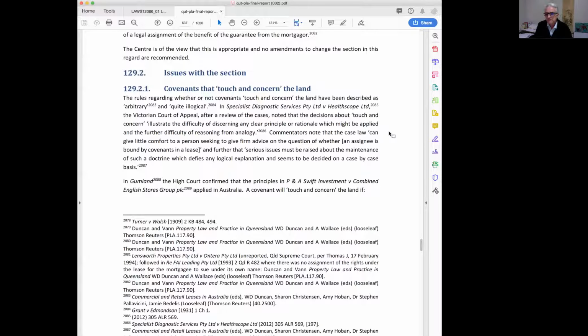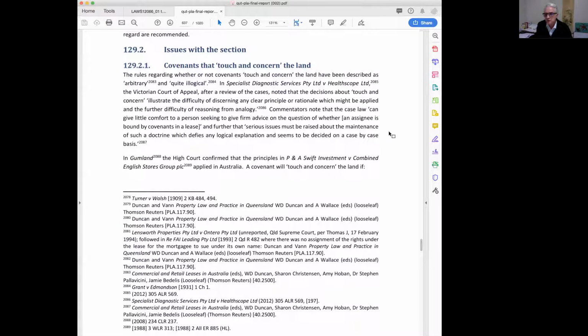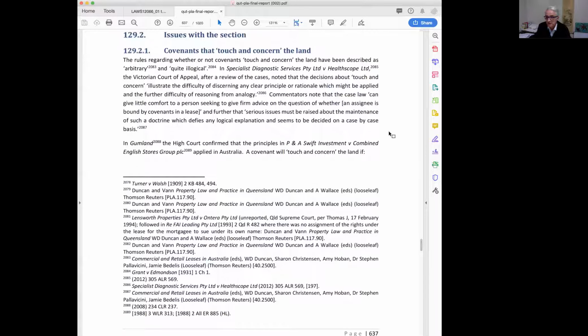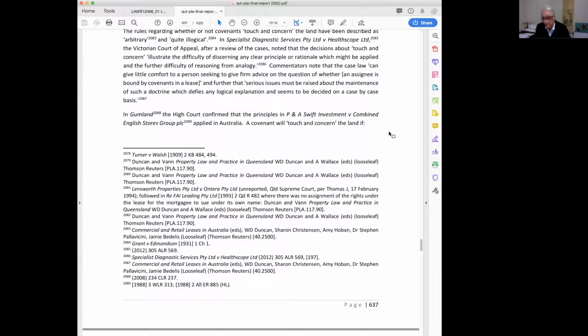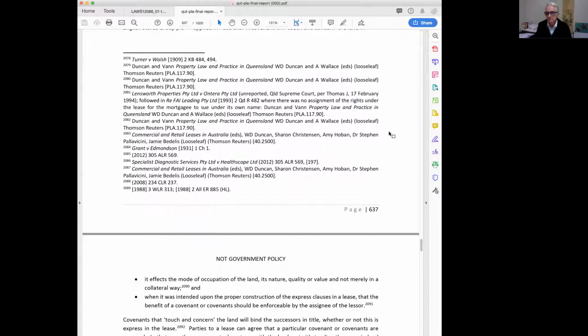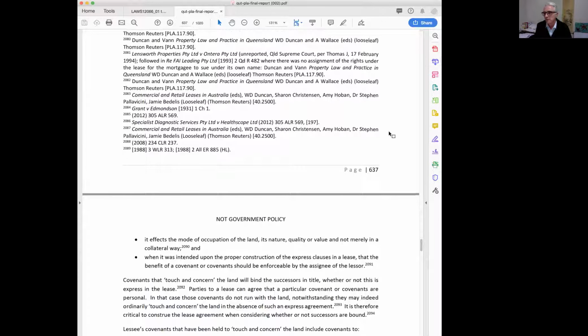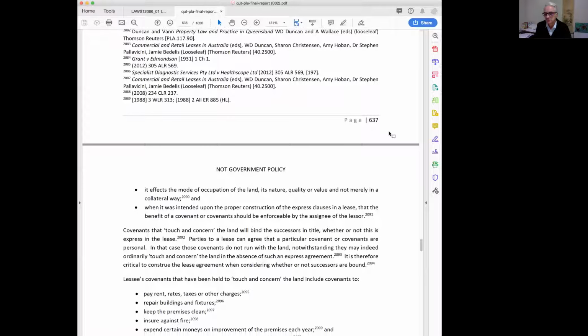And, for example, commentators note that the case law can give little comfort to a person seeking to give firm advice on the question of whether an assignee is bound by covenants in a lease, and further that serious issues must be raised about the maintenance of such a doctrine which defies any logical explanation and seems to be decided on a case-by-case basis. There's case law in your casebook that you can have a look at that highlights these dimensions of trying to establish whether a covenant touches and concerns the land.